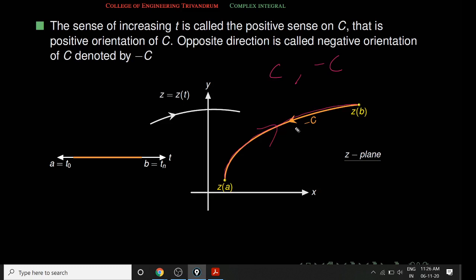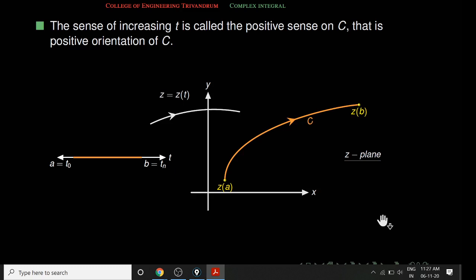Minus c means, in totality the curves are same. Okay, they contain the same points, but the orientation is different. That's all. We are starting from z of b, ending at z of a. That's the difference. Okay, I think it is clear. So yes, there are two orientations for curves. One is positive orientation, other is negative orientation.